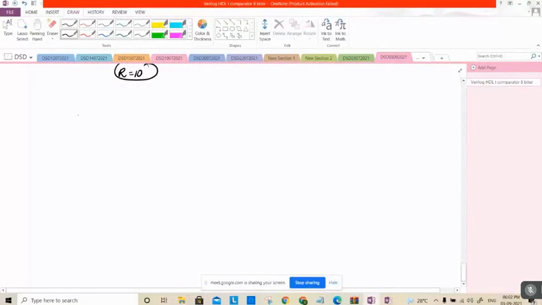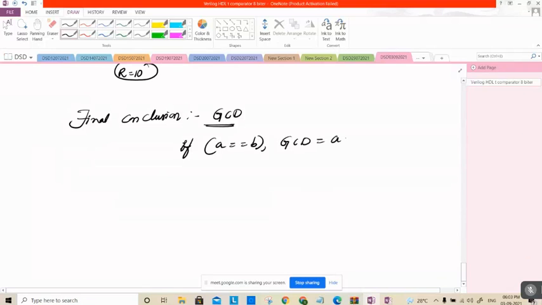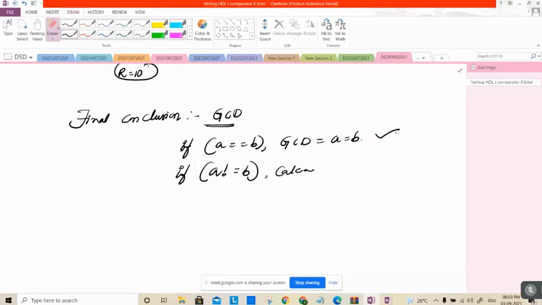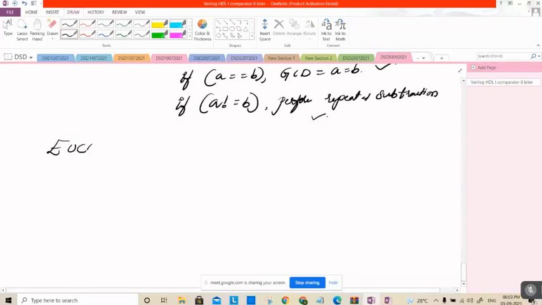Based upon this, our final conclusion on GCD: if A is equal to B, then my GCD will be equal to A, or it can be equal to B. And if A is not equal to B, then perform repeated subtraction. Perform repeated subtraction, he says. And this is clearly mentioned with the help of an algorithm, Euclid's GCD algorithm.